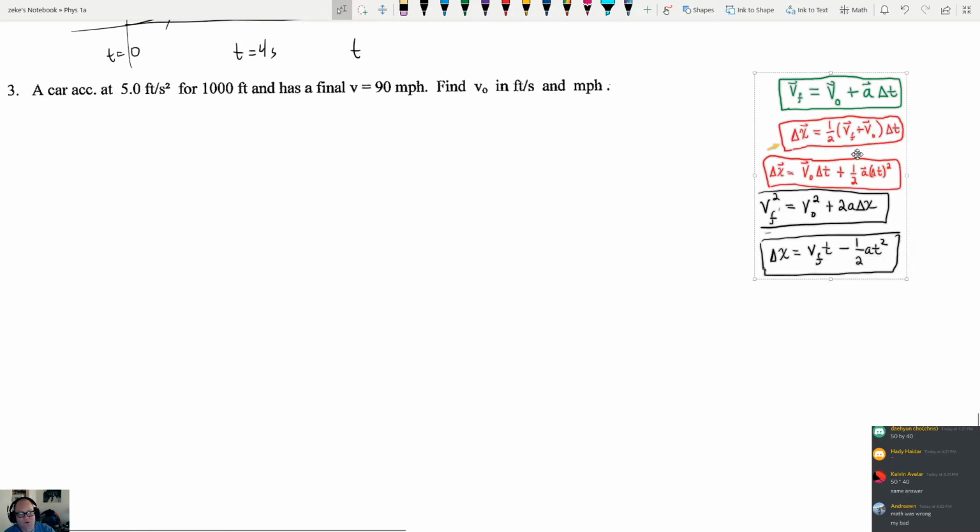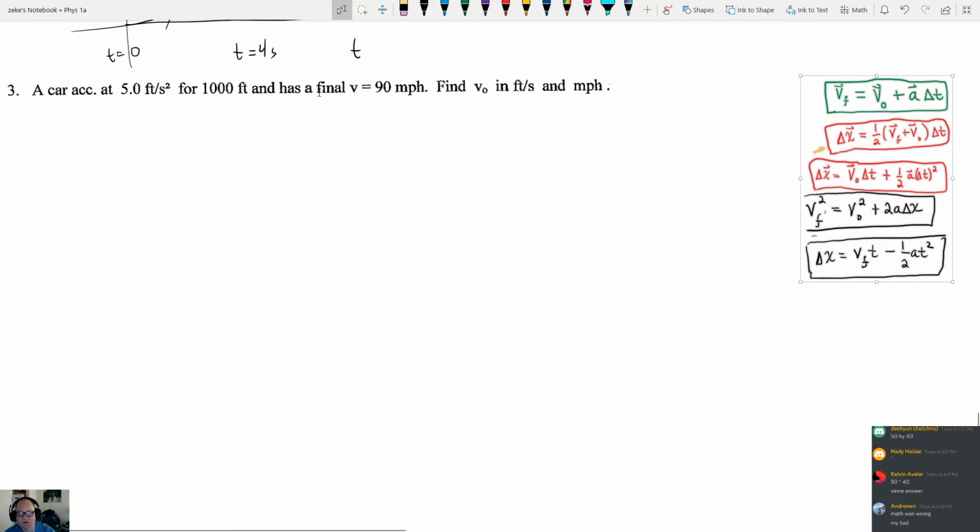All right, so bring those equations down here, and now we'll do a pretty basic problem. For this, I'm going to show you the way that I do these problems. You do not have to do it this way, but if you want to give it a shot, I promise you this method will be pretty good. Okay, so this says a car accelerates at 5 feet per second squared. So I'm going to make a little table here where I write down 5 feet per second squared for 1,000 feet. Okay, well, that's going to be the displacement, right? 1,000 feet.